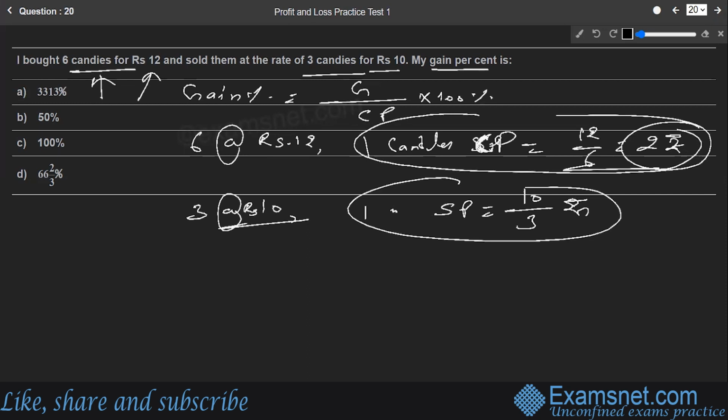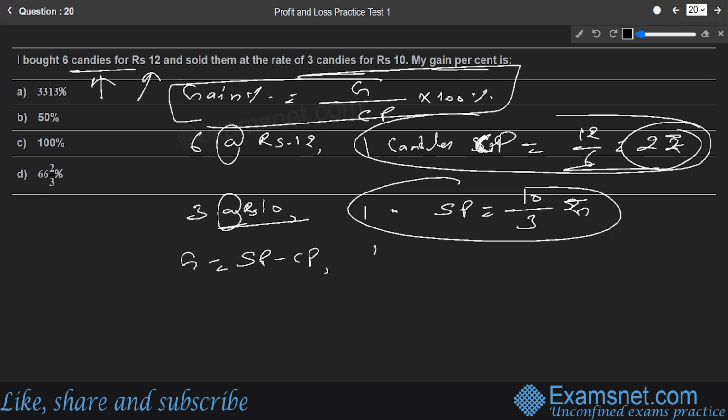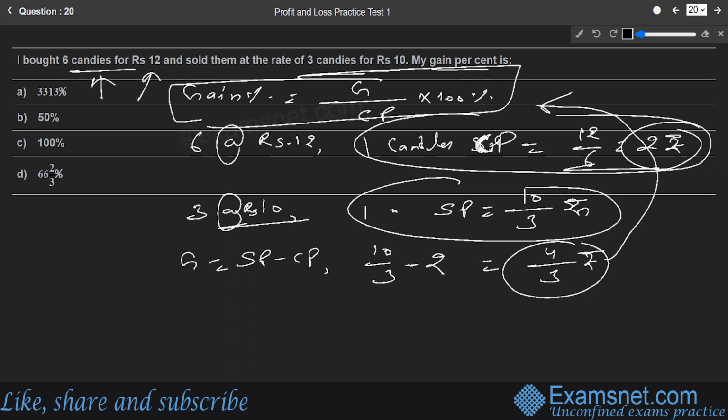So we can then find out the gain percent. Okay, the gain percent formula is written on the very above part. What is the gain? Gain value is nothing but selling price minus cost price. How much is the selling price? It is 10 by 3, minus how much is the cost price? It is 2 rupees. If you subtract, this comes out to be 4 by 3 rupees. So that is the profit or the gain. Now we can put this 4 by 3 value into the gain percent formula to get the gain percent.